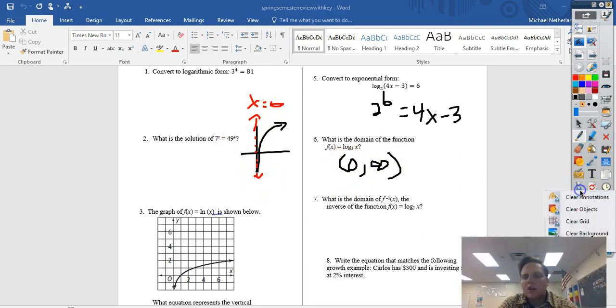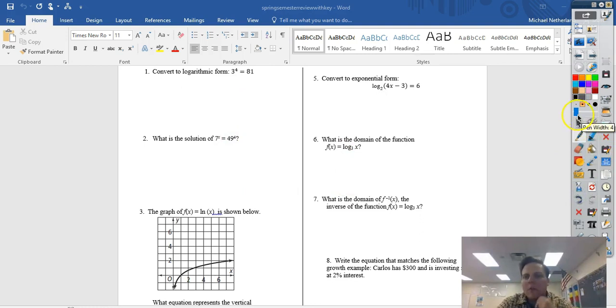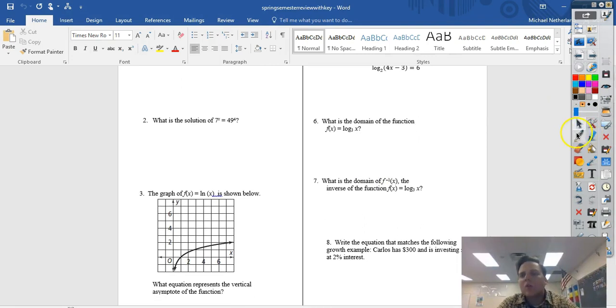Alright? Number 7. What is the domain of the inverse of the function? What is the domain of the inverse of log base 3 of x? Oh, okay, guys. So what was the range? Did y'all just look at that graph? What was the range of that graph I just had drawn? Negative infinity, positive infinity, right? So that would be the domain of the inverse.